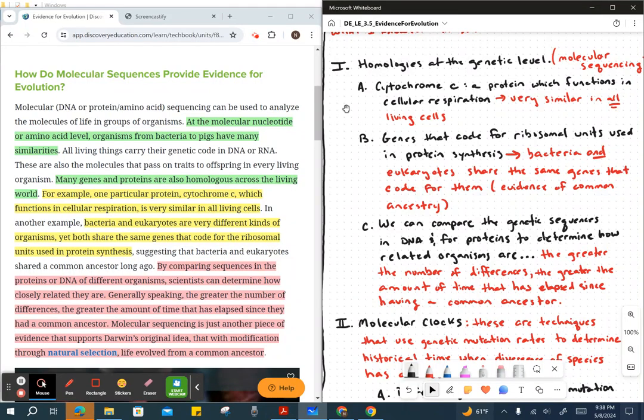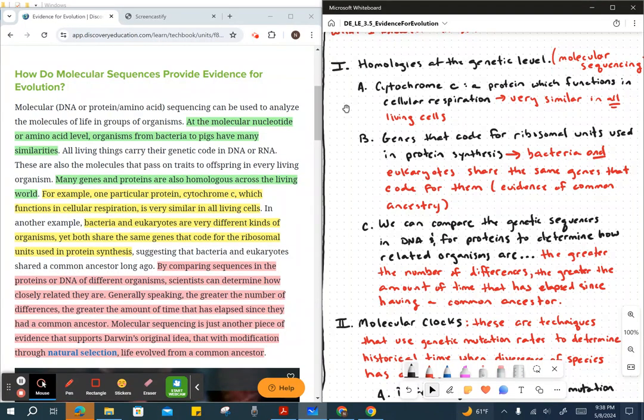Letter C, we can compare the genetic sequences in DNA for proteins. So we can compare the gene sequences to determine how related organisms are. In fact, that's what we just did talking about A and B there, right? When you compare genetic sequences, this is no different than you comparing the bones in your forearm, in your arm, right, or in your hand, and saying, "Wow, these are the same bones." Well, it's a similar sort of thing when you take a look at things at the genetic level.